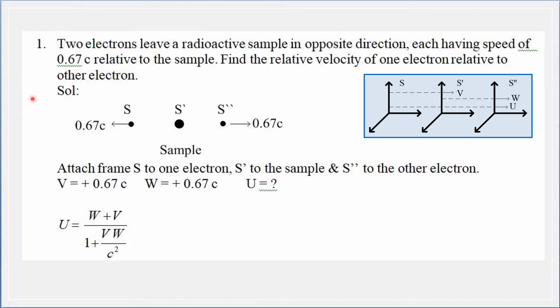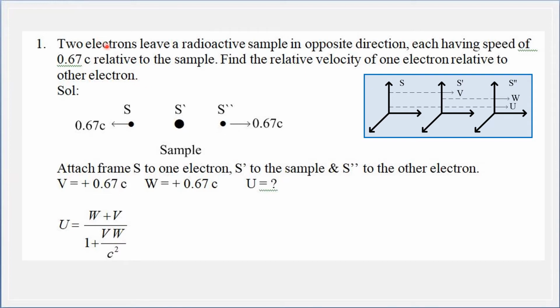Now, to solve this type of problem, see this problem 1. Two electrons are emitted from a radioactive sample in opposite directions, each having the speed of 0.67 c, where c means the velocity of light, relative to the sample. Find the velocity of one electron relative to the other electron.